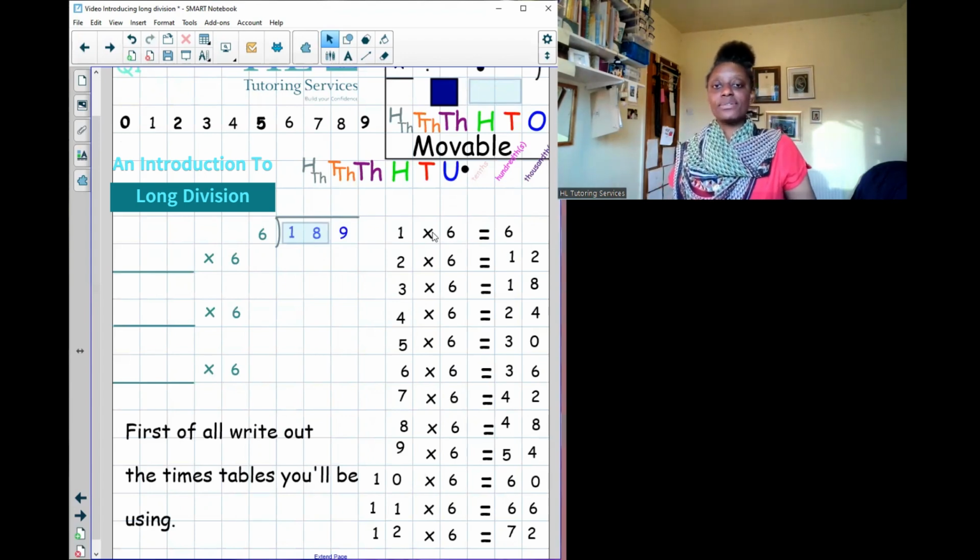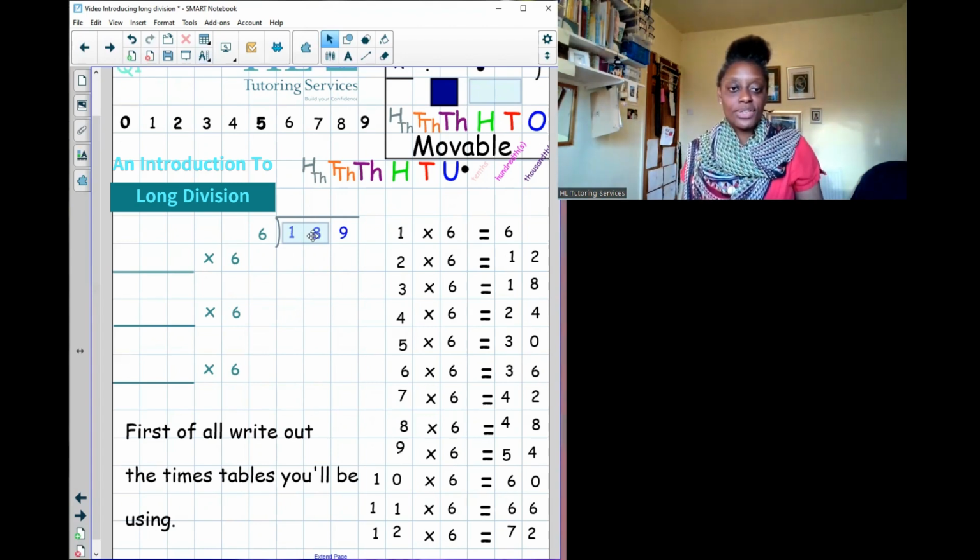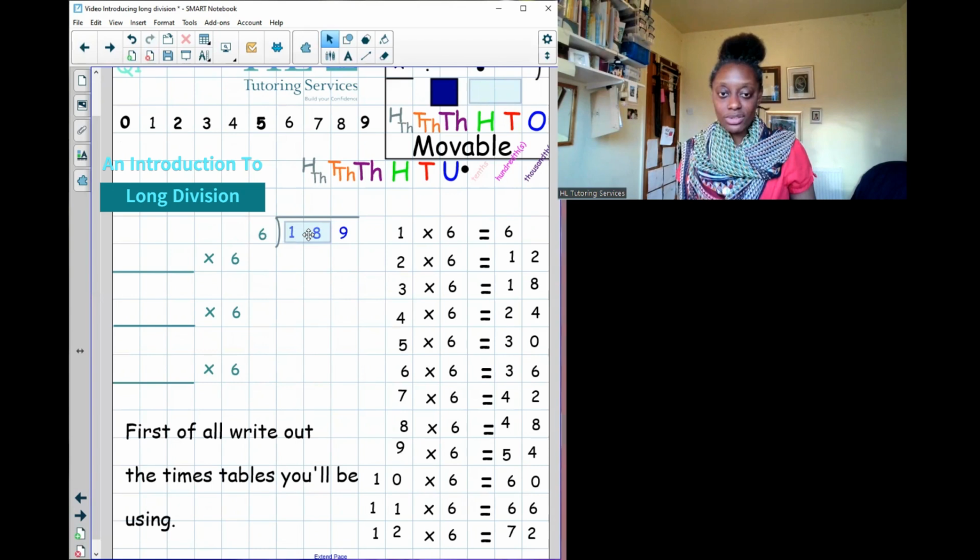All right, so I've written down the times tables. Ideally, writing all of them, but if not, write down the first few, and then you can see how you go on. So what am I going to do? I am going to think, how many 6s are there in 1? You can't do it. So then I'm going to try, how many 6s are there in 18? So I can look at my chart and I can see that 3 times 6 equals 18. So I'm going to put 18 down here.